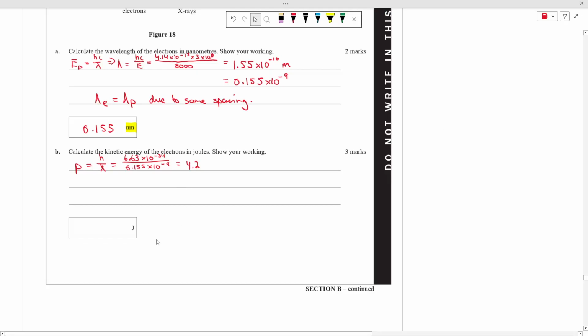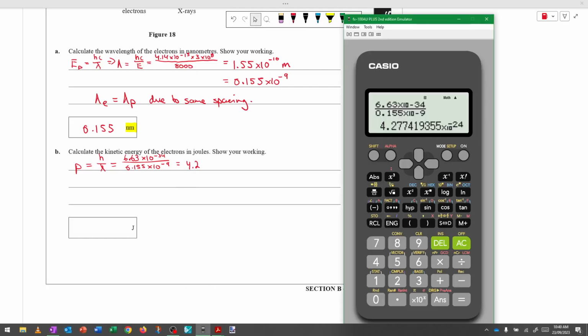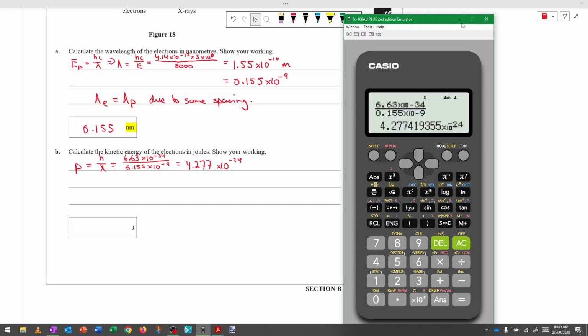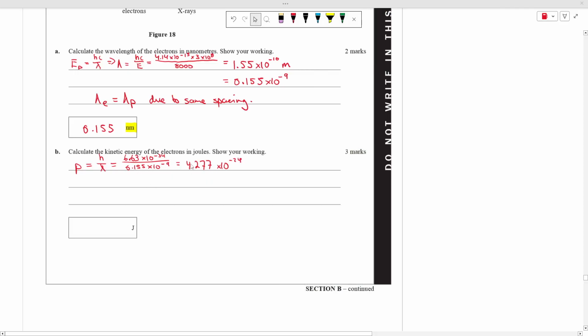Actually, I might use one extra significant figure, so 4.277 times 10 to the, it was negative 24, double check quickly. Right, cool. So, that's the momentum.